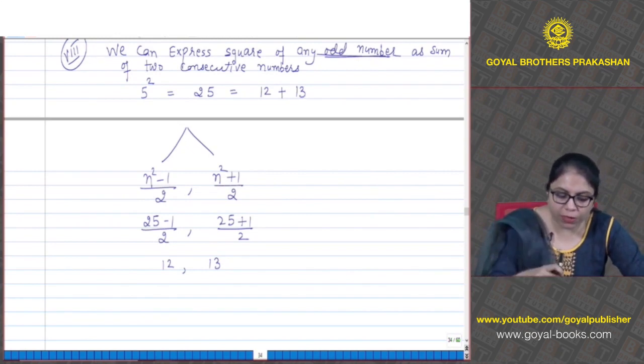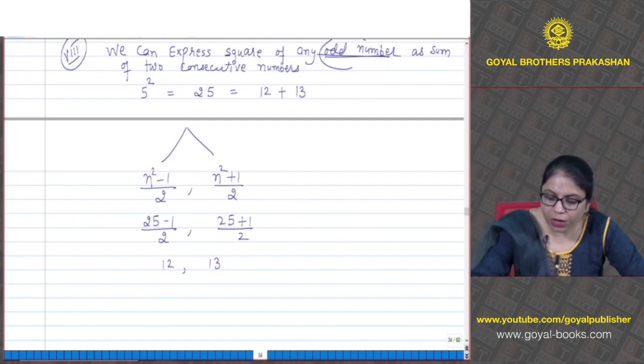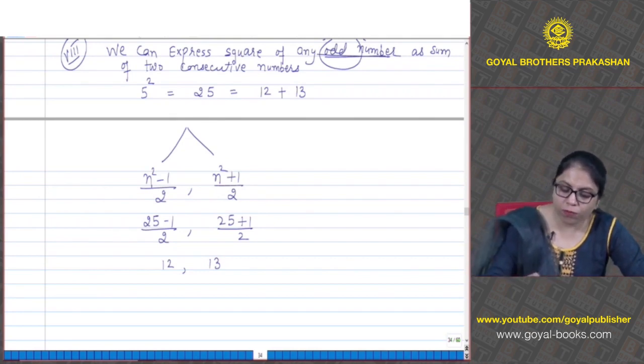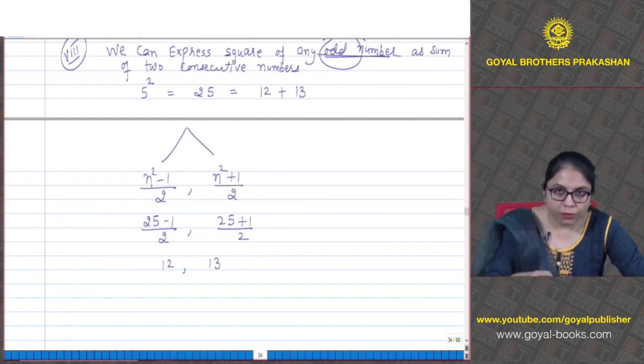That means what's the property? Property was we can express square of any odd number. You have to take an odd number, not an even number. You have to consider an odd number. So you can express square of any odd number as sum of 2 consecutive numbers. 5 is an odd number, so 5 square is 25. How can you express 25? You can express 25 as sum of 12 and 13. That means 12 plus 13 gives you 25.